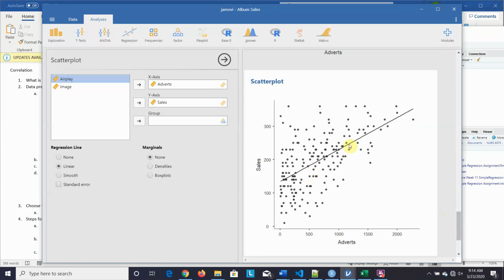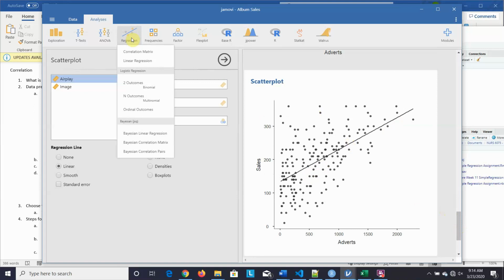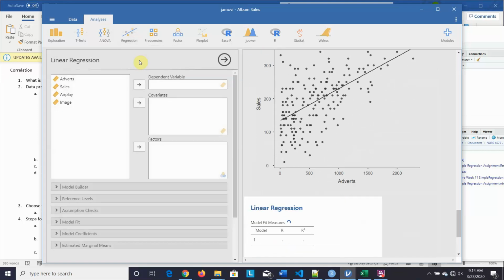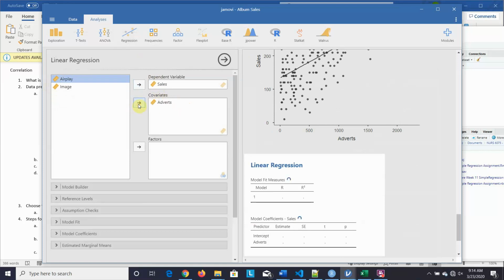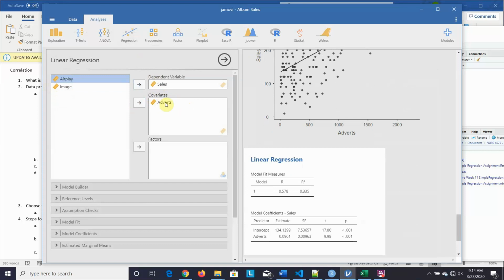Since we do have a linear relationship, we're going to go ahead and move on to do our regression analysis. So now we can go to regression up there in analyses, regression, and linear regression. And our dependent variable, again, is album sales. And we've seen this word covariates before. Basically, that's a continuous independent variable, and we're going to pick adverts as our independent variable. It's a covariate, meaning it's continuous.